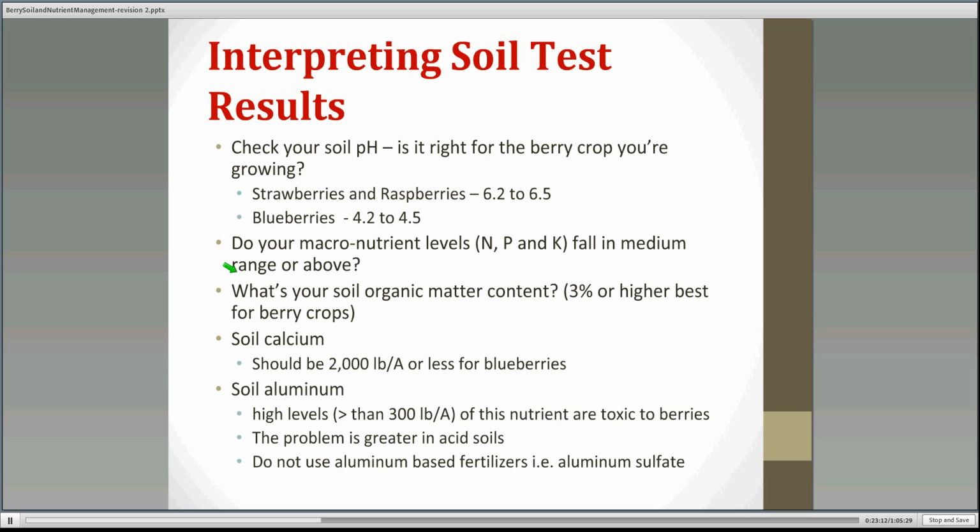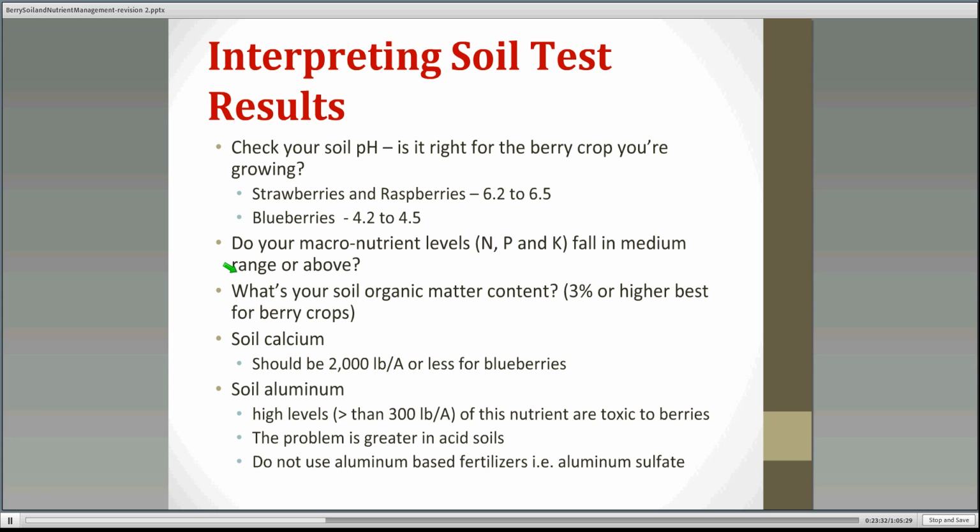And if not, then I need to make some adjustments in that. Here's the recommendation on the soil sample results. What's your soil organic matter content? For most berry crops, it's recommended to have 3% or higher. And again, this is one of those things: if you test the site beforehand, you have a chance to actually build up organic matter levels if you need to.